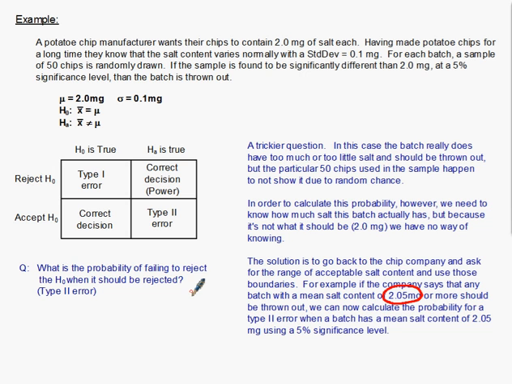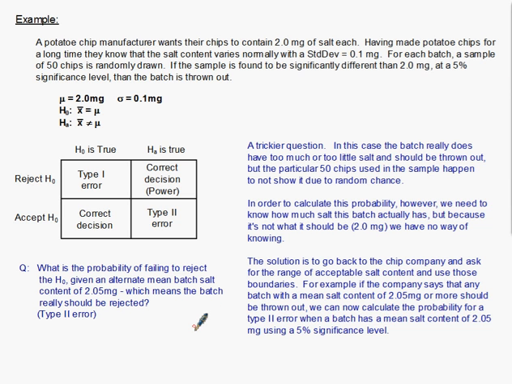It's too general. The only way to answer a type 2 error question is to reword it and be specific. What's the probability of failing to reject the null hypothesis given an alternate mean batch salt content of 2.05 milligrams, which means the batch really should be rejected? Specific: we can only do a type 2 error analysis against a specific alternate hypothesis.